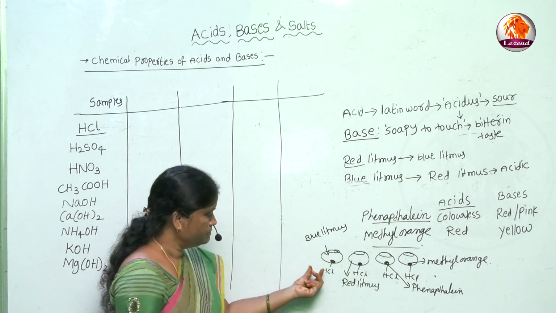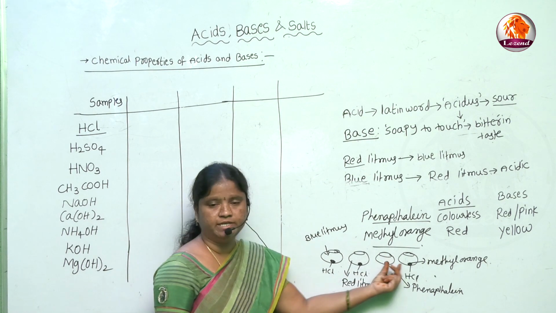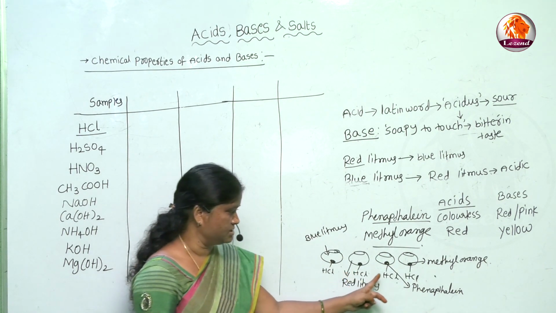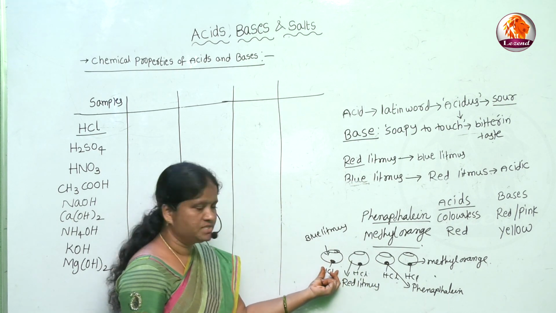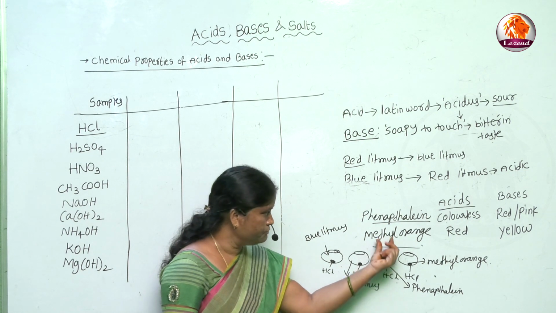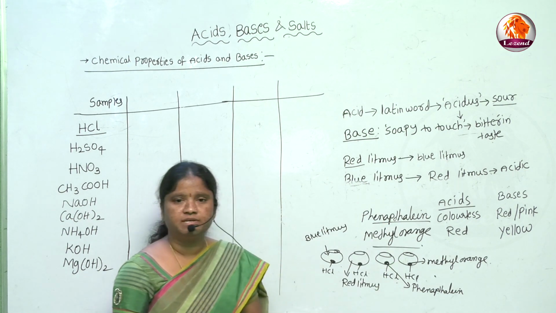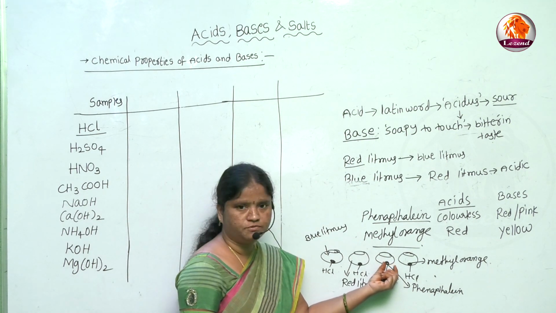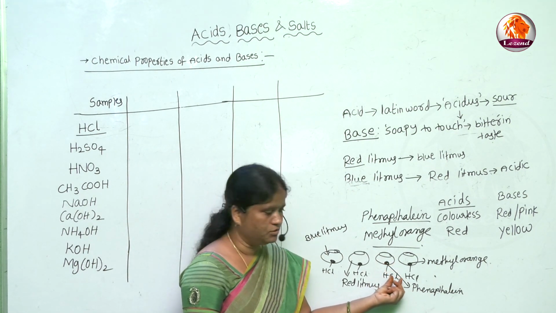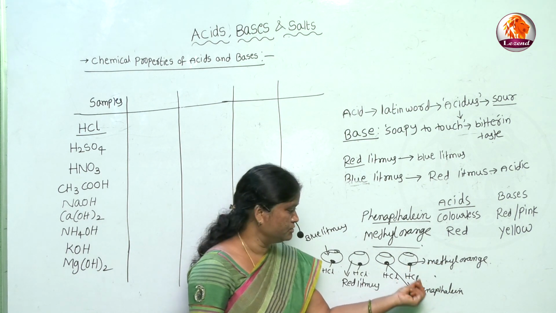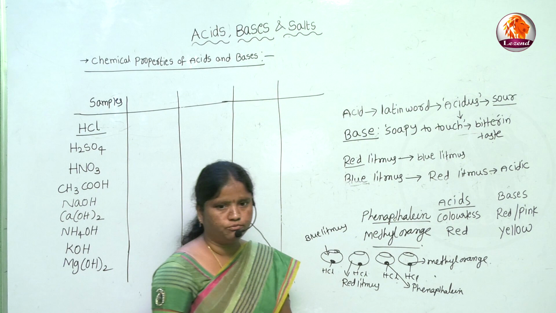Okay, so these are the 4 watch glasses we have to take and put a few drops of the first solution, hydrochloric acid. Also dip the blue litmus in the first watch glass, dip red litmus in the second watch glass, and add a few drops of phenolphthalein and methyl orange. They are the liquid indicators. Add a few drops of phenolphthalein indicator to the HCl solution, and also a few drops of methyl orange indicator to the HCl solution in the fourth watch glass.